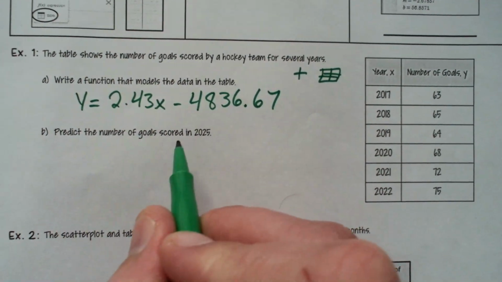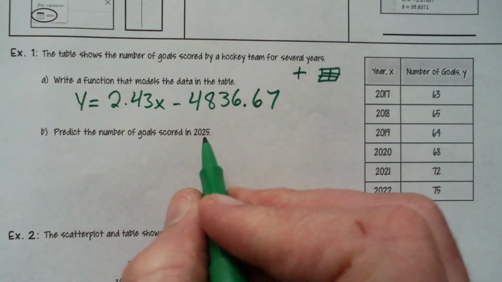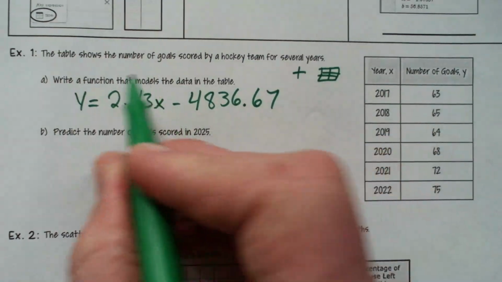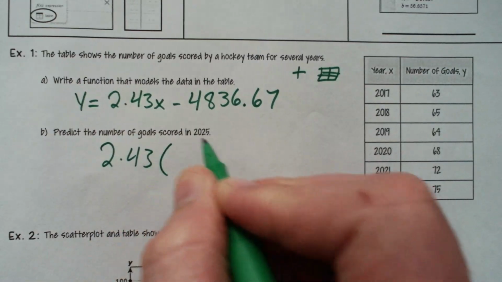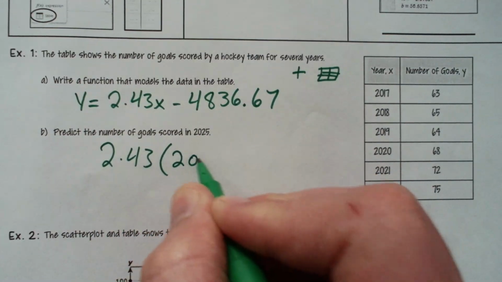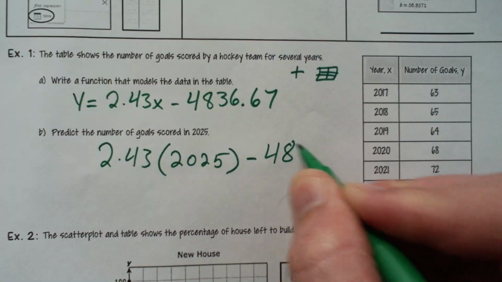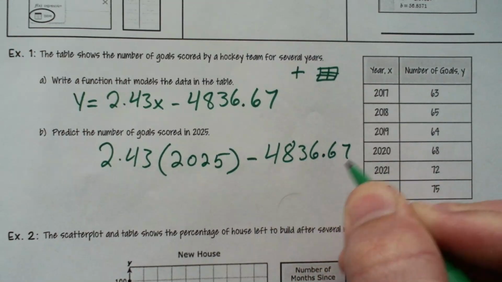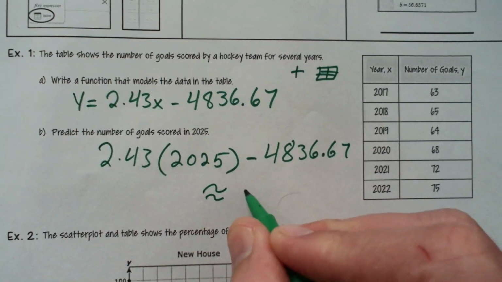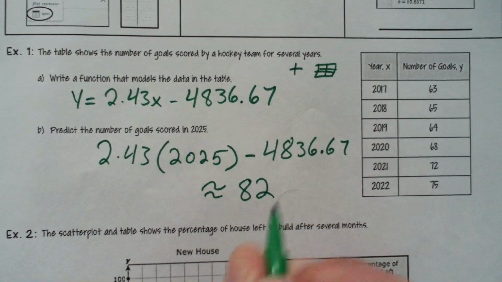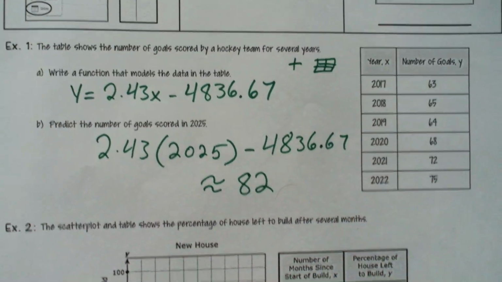We have to predict the number of goals scored in 2025. So in order to do that, you would take this function, 2.43, put in 2025 minus 4,836.67. When you type that in, you'll get roughly 82. And we say roughly because you're going to want to round here, because you can't score half a goal. That doesn't make any sense.